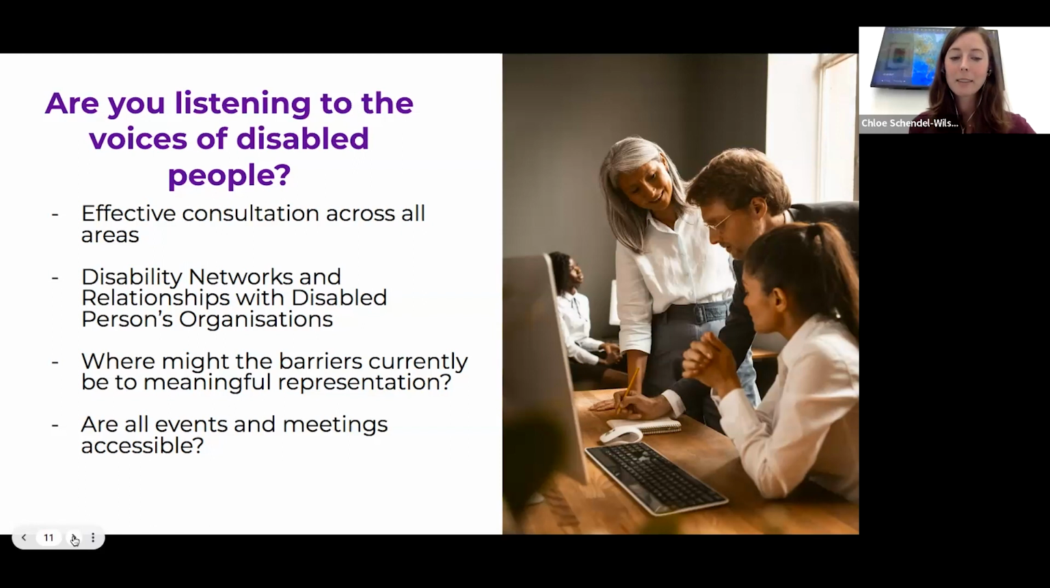It's about getting the basics right. It's about making sure that all of your events are accessible. Are they held in accessible spaces? Do you have BSL interpreters? Have you given people the option to ask for reasonable adjustments?